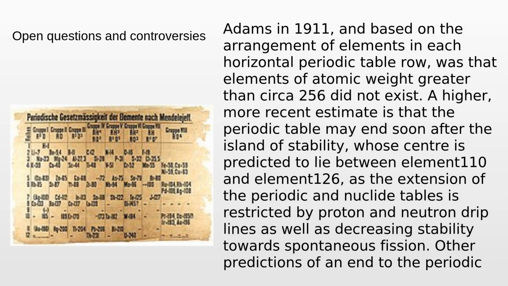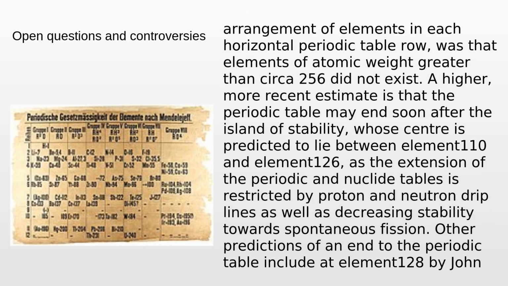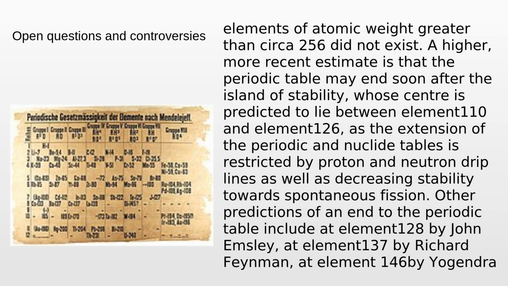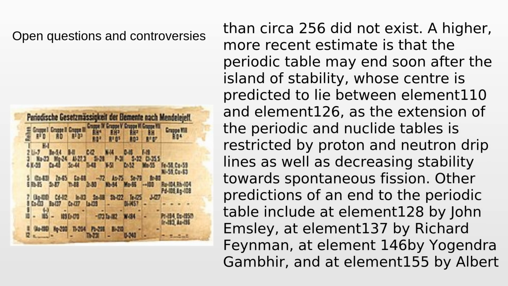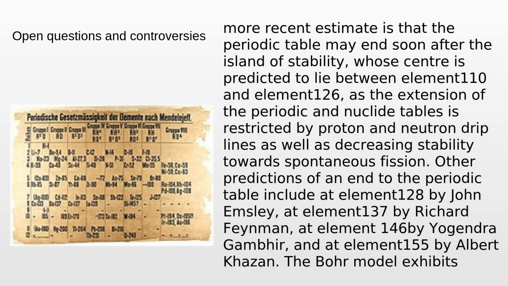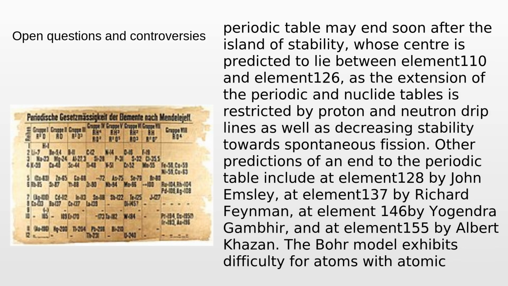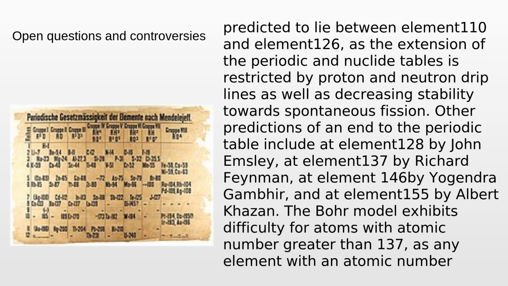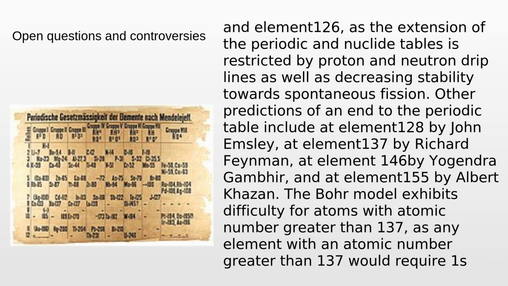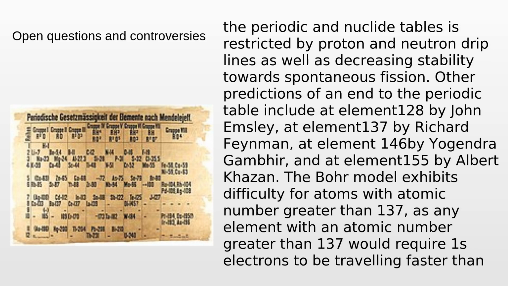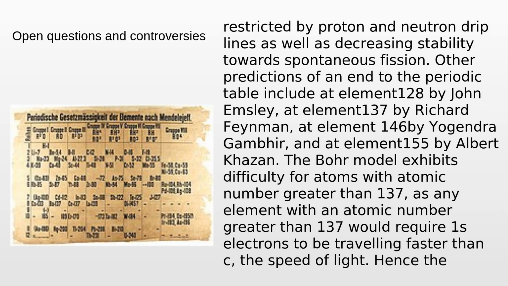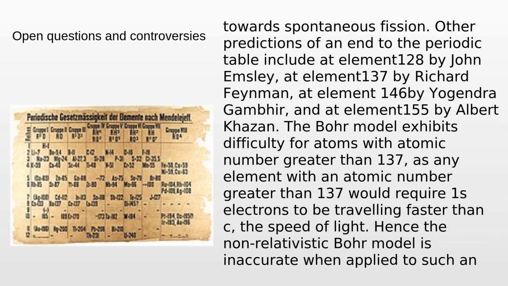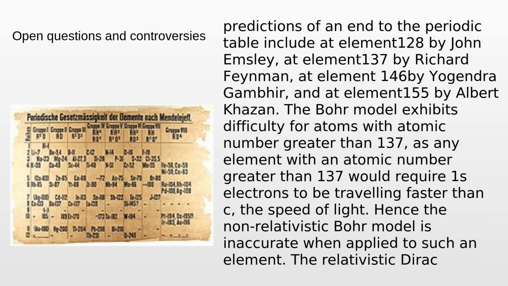A very early suggestion made by Elliott Adams in 1911, and based on the arrangement of elements in each horizontal periodic table row, was that elements of atomic weight greater than circa 256 did not exist. A higher, more recent estimate is that the periodic table may end soon after the island of stability, whose center is predicted to lie between element 110 and element 126. As the extension of the periodic and nuclide tables is restricted by proton and neutron drip lines, as well as decreasing stability towards spontaneous fission.